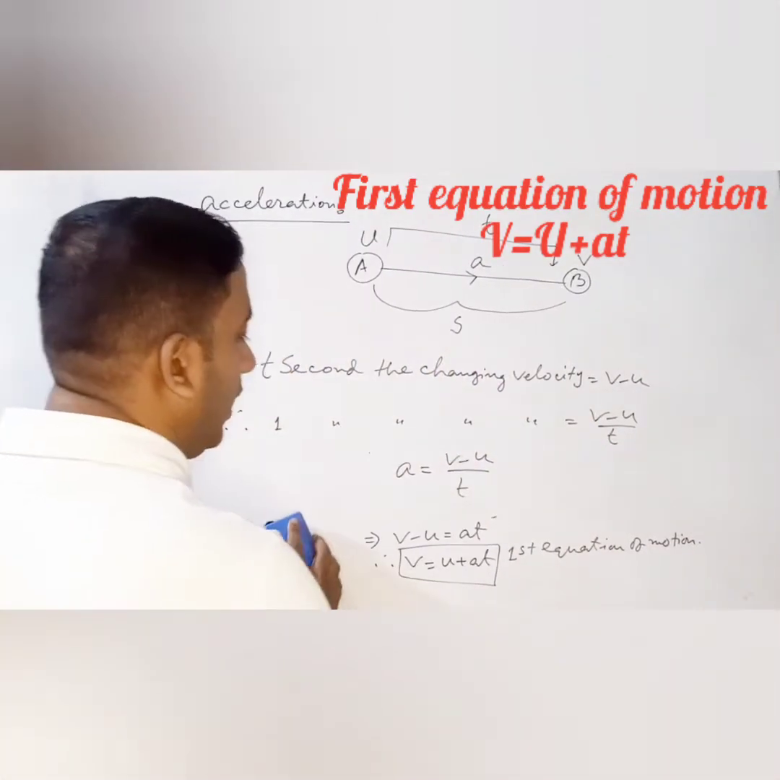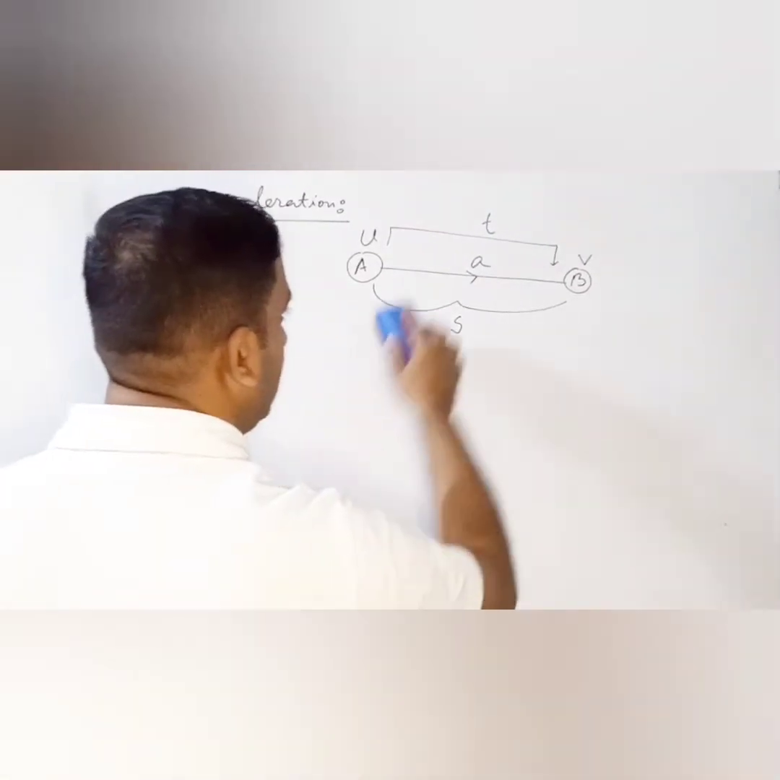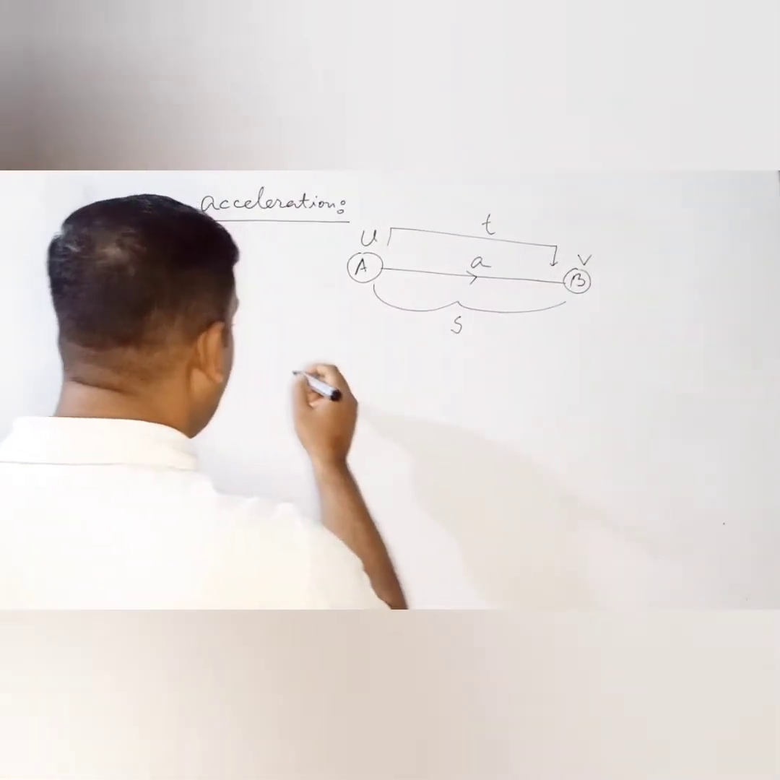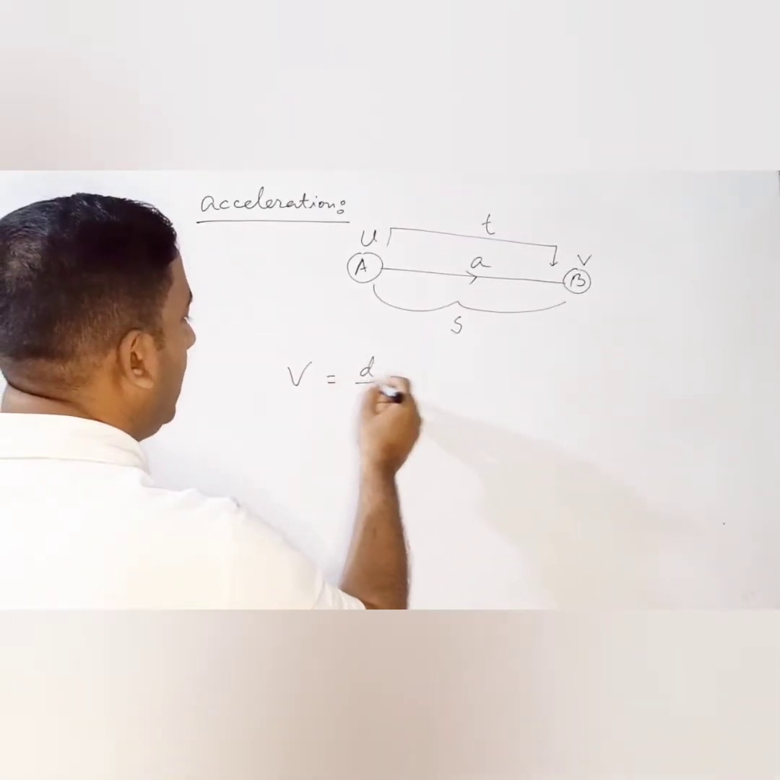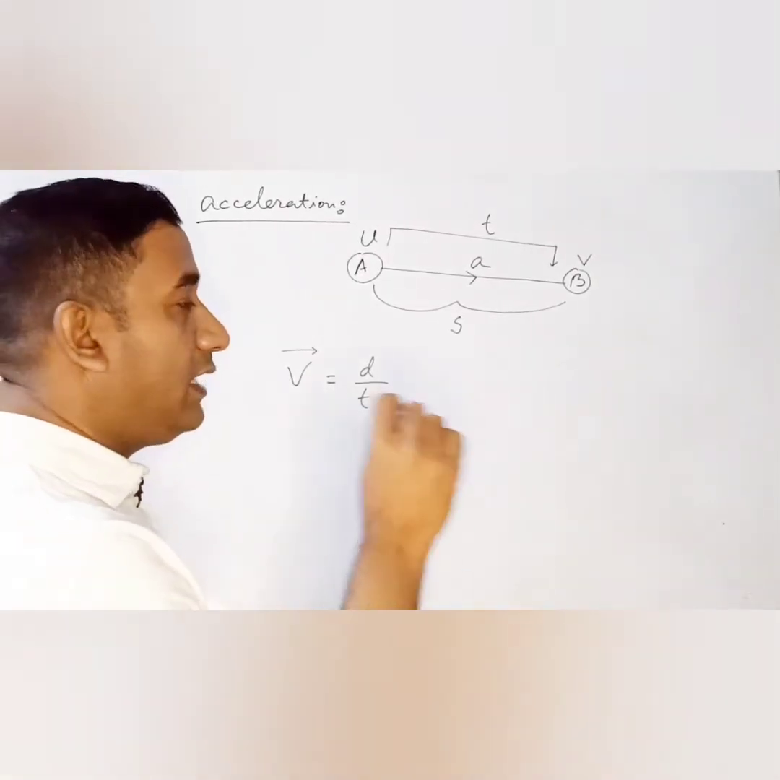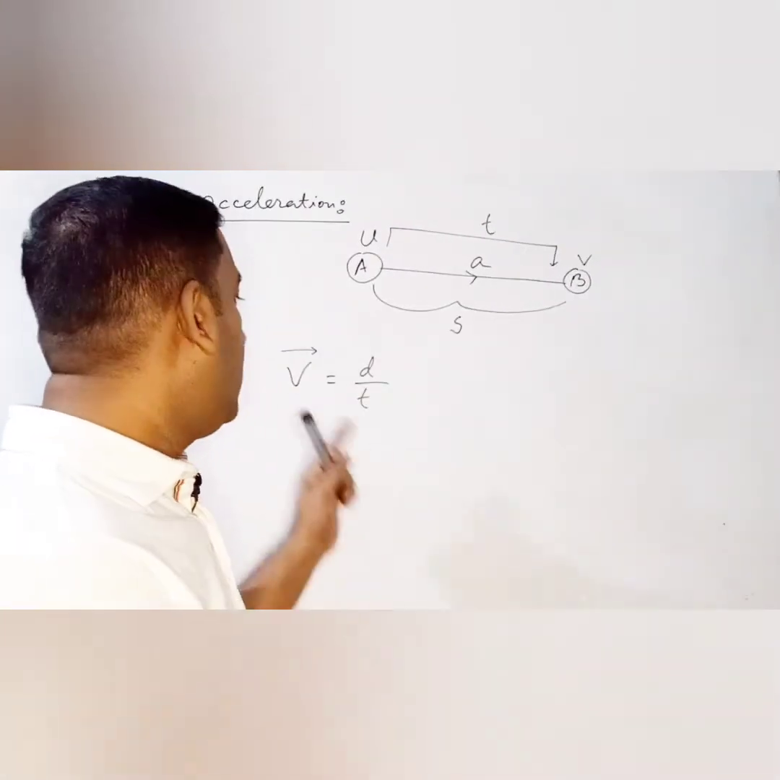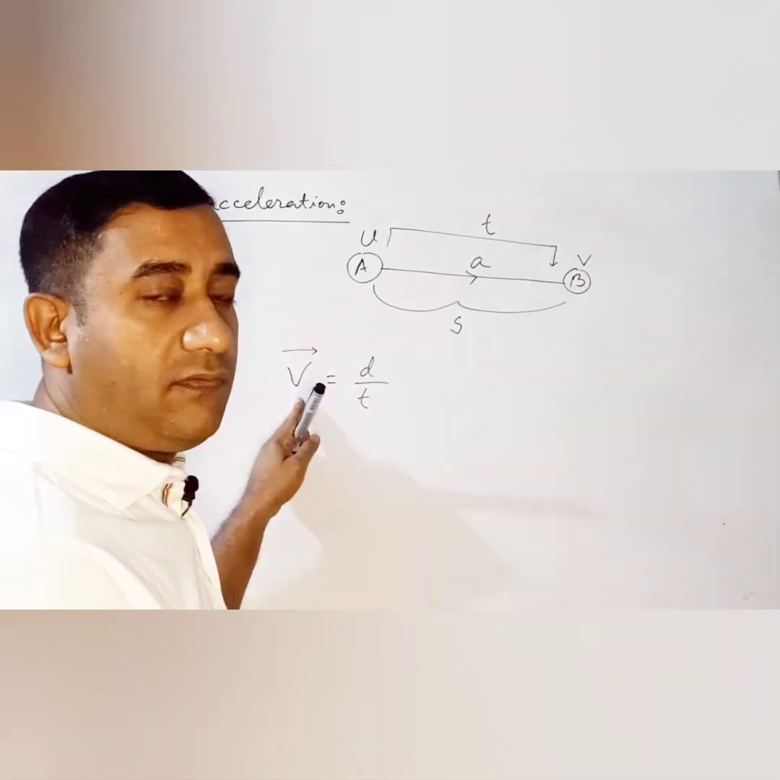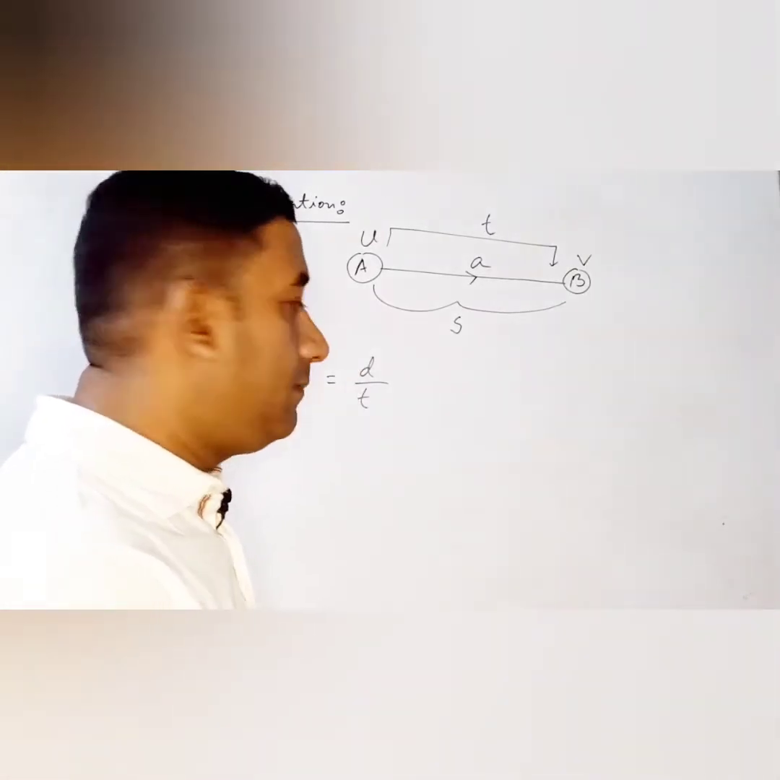Now the second one. What is the second equation of motion? In the same phenomenon, we think about velocity. What is velocity? Velocity means displacement by time. Velocity is a vector quantity because to find velocity you need both magnitude and direction. That is why it has a vector sign. So according to the definition of velocity, velocity equals distance divided by time.